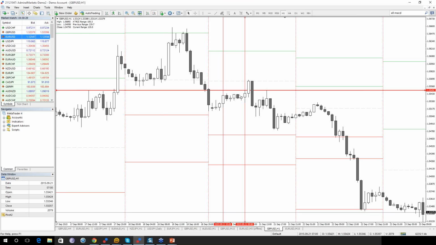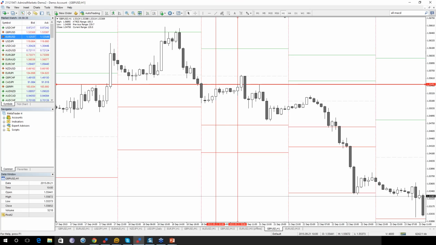1, 2, 3. Basically, this candle has both highs and lows. Look, trade to the short side.